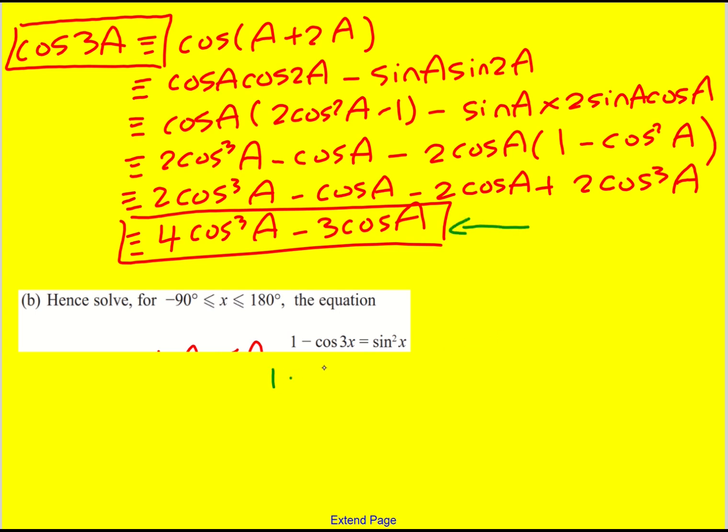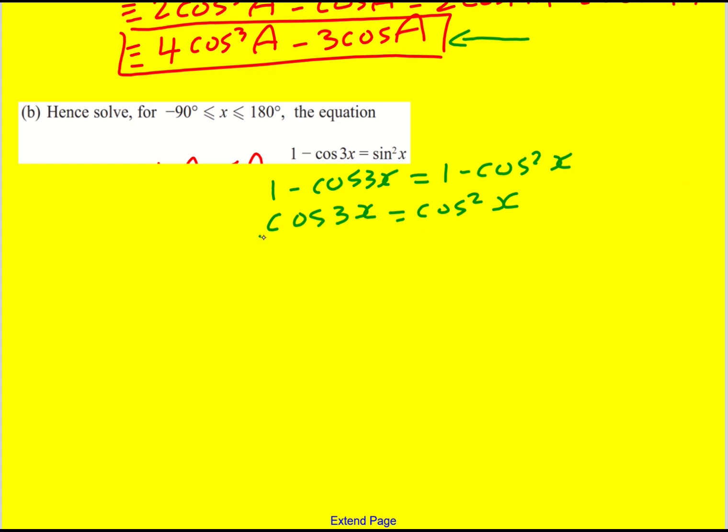Before I do, I'm going to replace sine squared, because I want it all in terms of cos. I'm going to replace it by 1 minus cos squared, because then I can see it must be that cos 3x is actually equal to cos squared x. I've just got rid of those awkward ones. Now it's time to replace cos 3x by 4 cos cubed x minus 3 cos x. That's equal to cos squared x. And I've got myself a cubic in cos.